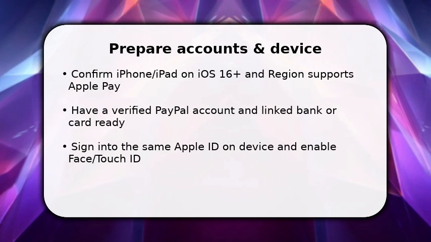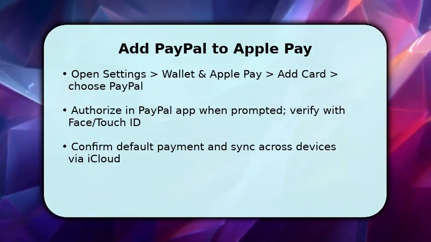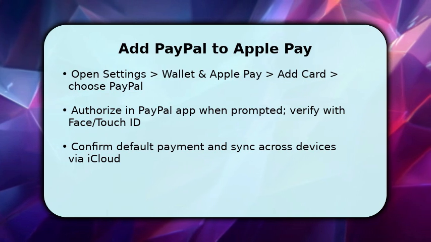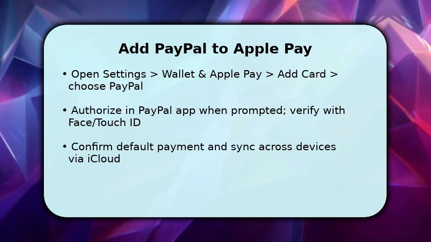Now you add PayPal as a payment method inside Wallet. Tap Add Card, then select PayPal from the list. It appears because PayPal supports tokenized transfers. You will be redirected to the PayPal app to authenticate.